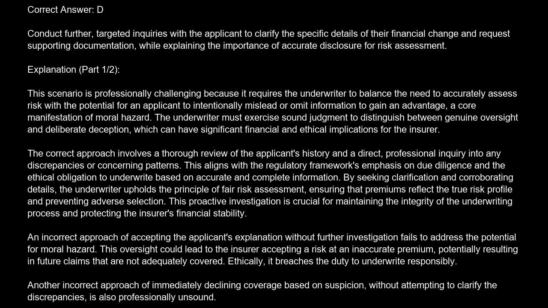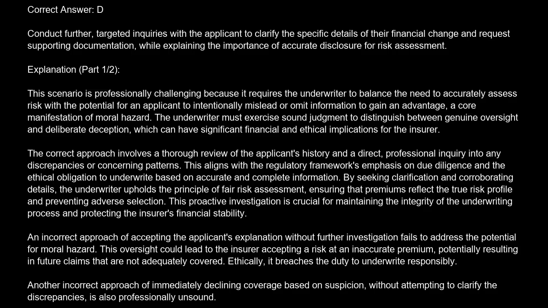The correct approach involves a thorough review of the applicant's history and a direct, professional inquiry into any discrepancies or concerning patterns. This aligns with the regulatory framework's emphasis on due diligence and the ethical obligation to underwrite based on accurate and complete information. By seeking clarification and corroborating details, the underwriter upholds the principle of fair risk assessment, ensuring that premiums reflect the true risk profile and preventing adverse selection. This proactive investigation is crucial for maintaining the integrity of the underwriting process and protecting the insurer's financial stability.